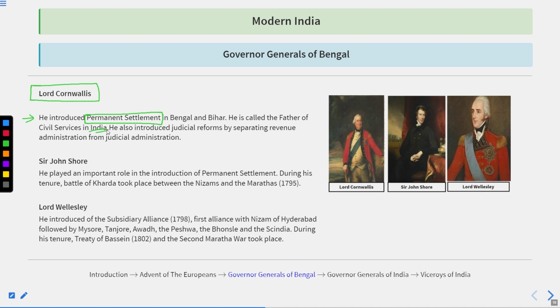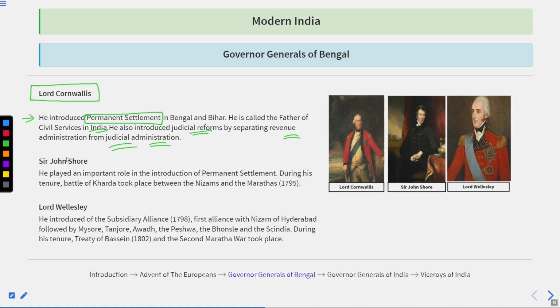In the covenanted civil services, basically, only the Britishers could be appointed as an officer. And in uncovenanted services, basically the Indians were allowed to be appointed. The covenanted services were for the higher standards and for the higher posts. Uncovenanted services were for the lower standards and for the lower posts. He also introduced the judicial reforms because he separated revenue administration from the judicial administration.